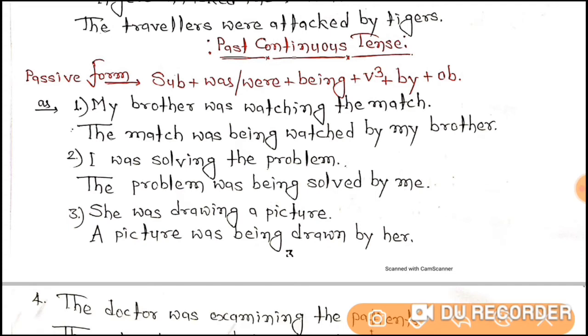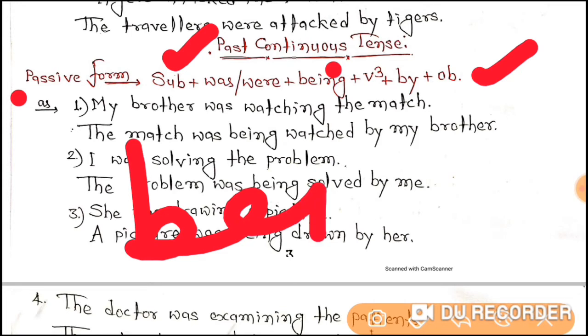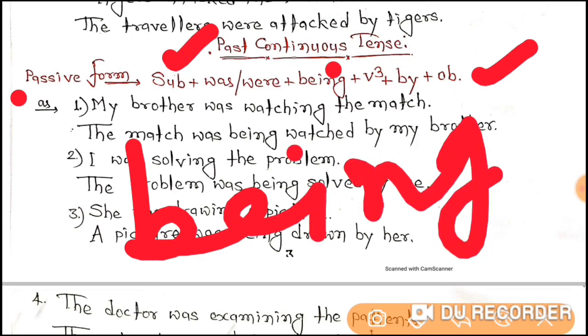Now let's understand the next tense of past tense. The second tense of past tense is past continuous tense. Its passive form is what? Its passive form is subject, was/were, being, V3, by, and object. Remember, students, I had told you that when you change continuous tenses into passive voice, you need to add what? Being, the "ing" form. Clear? So here being you have to use.